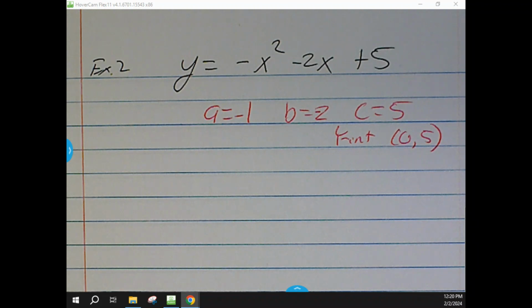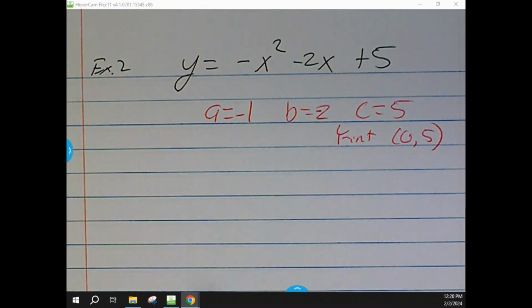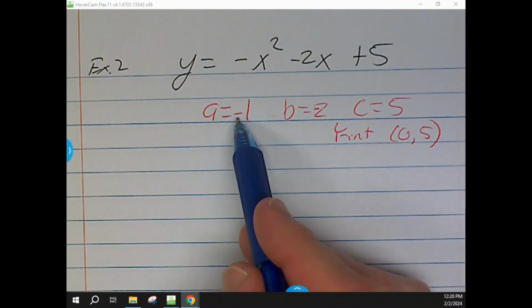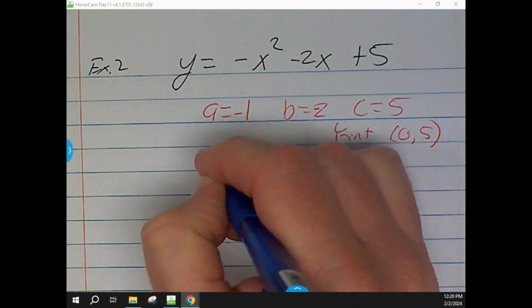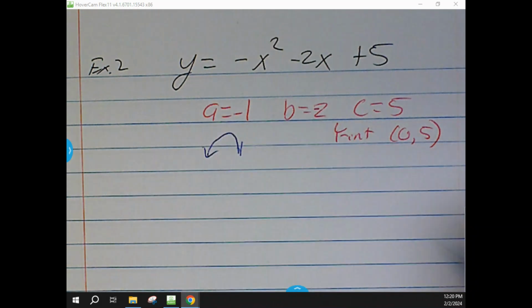All right, other question we've got. Which way is the graph going? Up or down? Down. All right. Okay, it's going down. How do we know it's going down? Yep, there we go. The a value is negative. It's less than 0. So with this one being negative, we know the graph has got to go down.